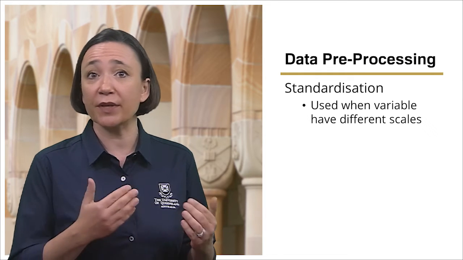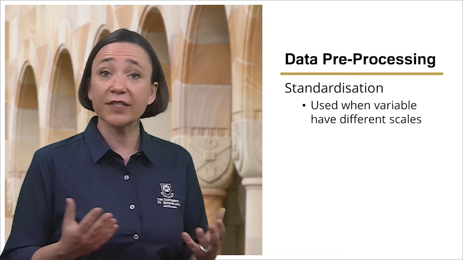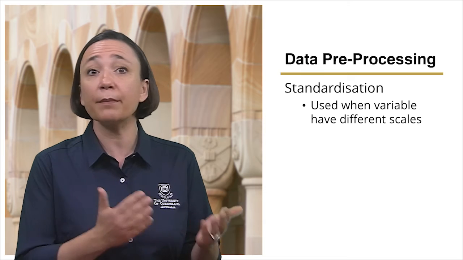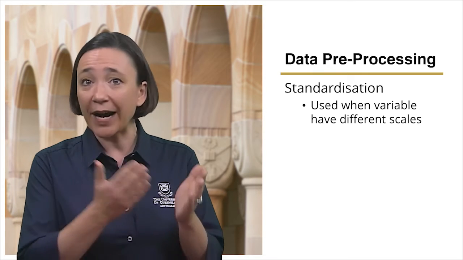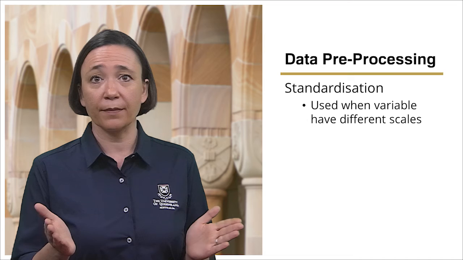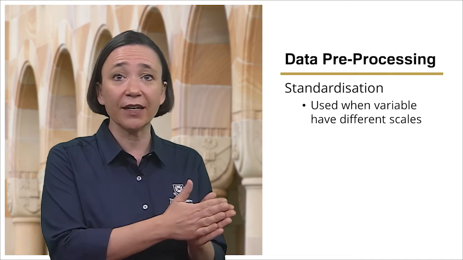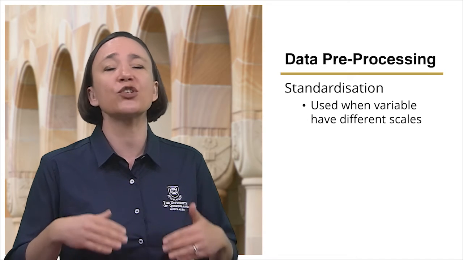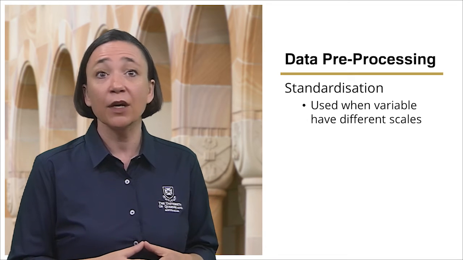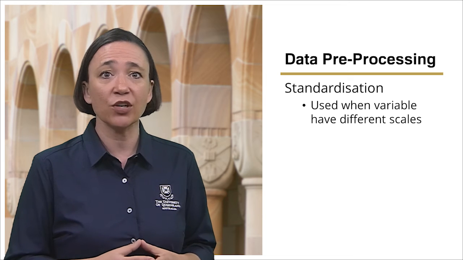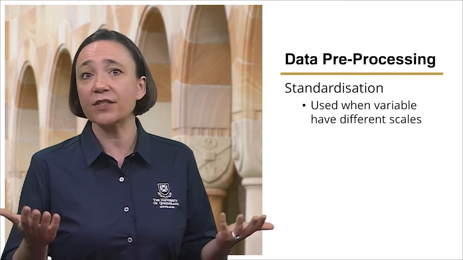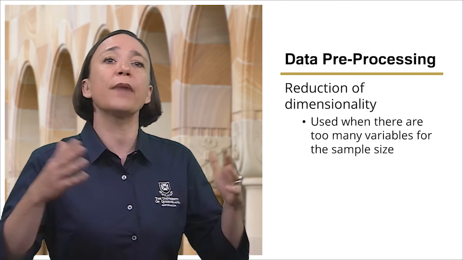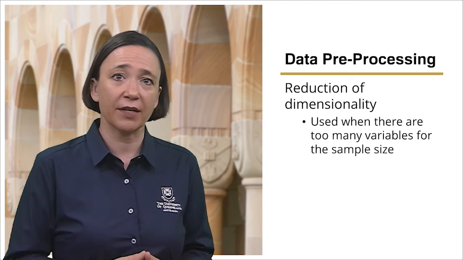Standardization is necessary when our segmentation variables have different scales. For example, we may have a binary variable, buying or not buying a product, and a metric variable, age. The buying variable ranges from 0 to 1. The age variable ranges from 18 to 105. During segment extraction, age would have a much stronger impact than buying. To avoid this, we adjust the values such that they are on a comparable scale. That's standardization. Reduction of dimensionality is sometimes used when there are too many segmentation variables given the sample size.